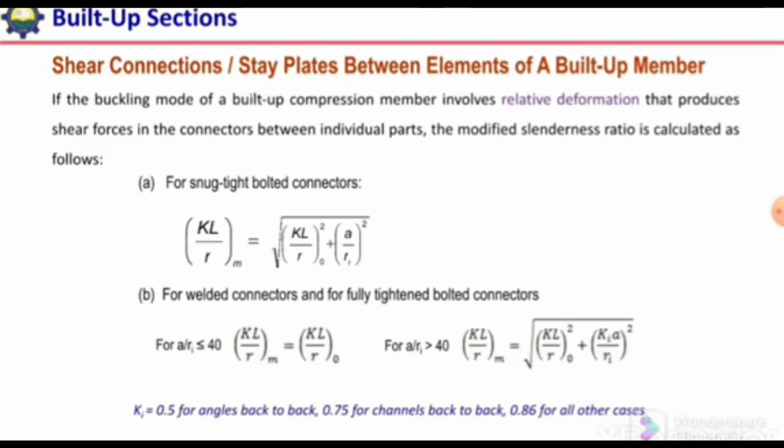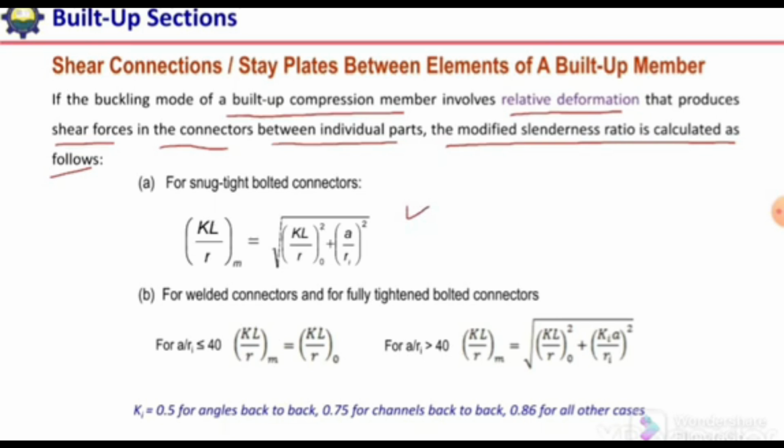If the buckling mode of a built-up compression member involves relative deformation that produces shear force in the connectors between the individual parts, the modified slenderness ratio is calculated as follows. For snug-tight connections, we can calculate the modified slenderness ratio using this expression: the square root of (KL over r0) squared plus (a over ri) squared. For welded or fully tightened connections, we need to see if a over ri is less than 40. Then the modified slenderness ratio will be equal to the actual slenderness ratio of the built-up section.